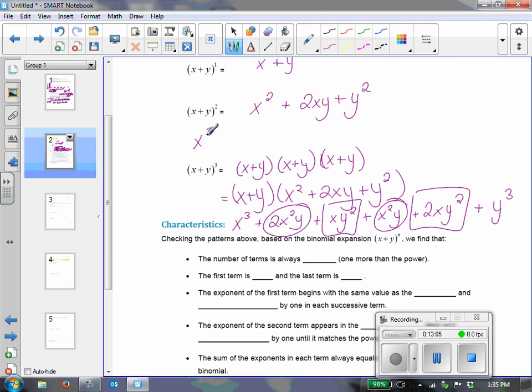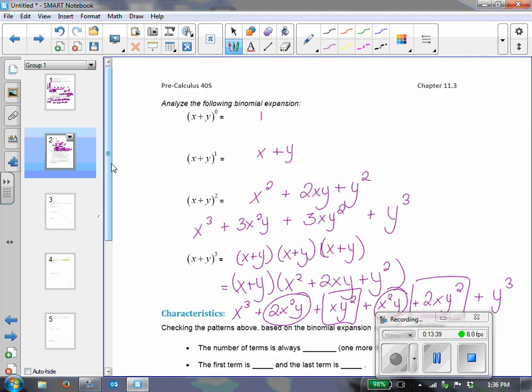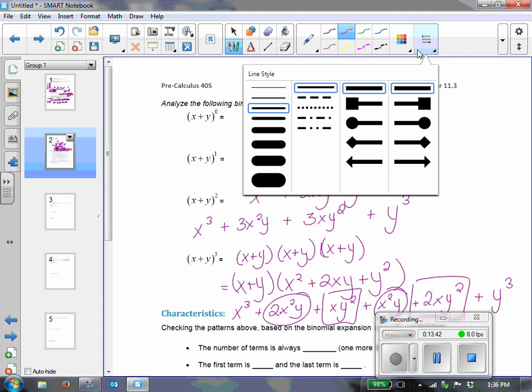x cubed plus 3x squared y plus 3xy squared plus y cubed. Everybody okay with that? Yes. Now this only works for binomial theorem, so only two terms. Okay, so what I want to do is go back and look at coefficients.